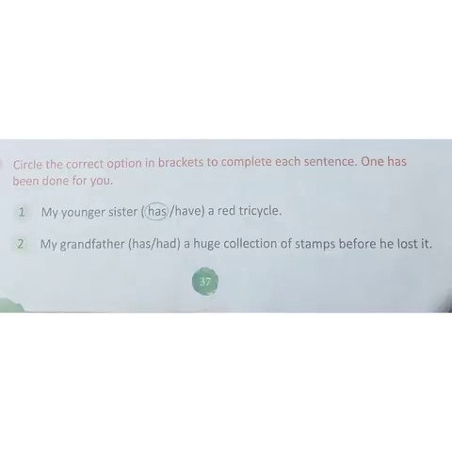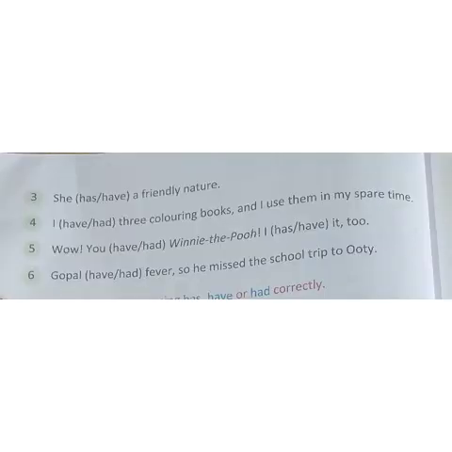Now the next exercise. Circle the correct option in brackets to complete each sentence. Look at the second sentence. My grandfather dash a huge collection of stamps before he lost it. So the word lost will tell us it is in the past tense. So which one will you circle here? Yes, had. Very good.